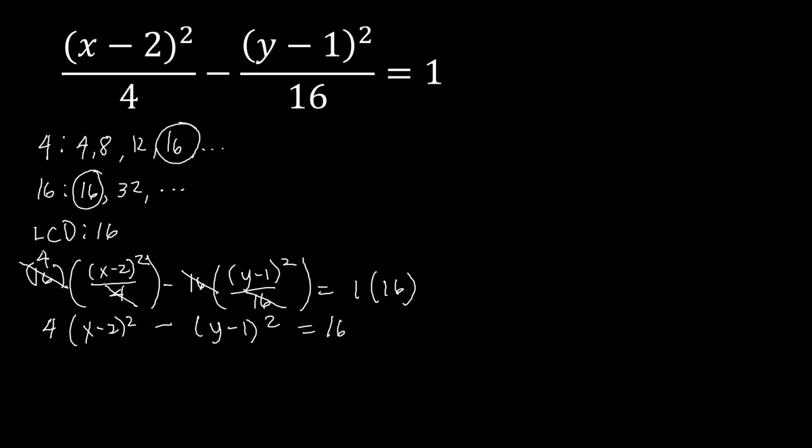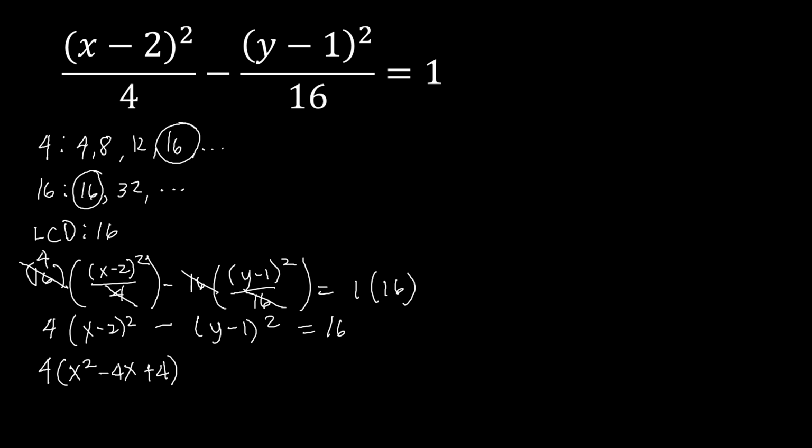Right from there, the next step is for you to expand those squared binomials. You can do the FOIL method or you can do the special product. So we have here 4 times. Using the special product, we square the first term, that is x, so that will be x squared. Multiply the two terms, x times negative 2, that's negative 2x, times 2, that will be negative 4x. And then lastly, we square the negative 2, negative 2 times negative 2, that will be positive 4.